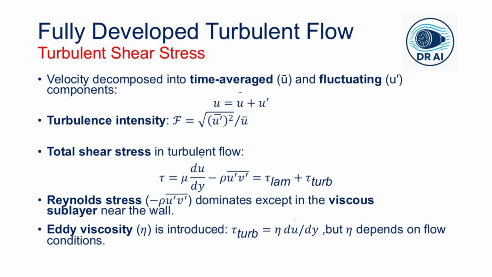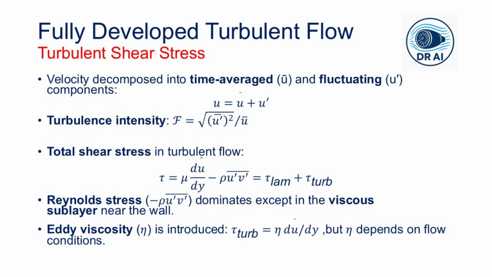So the total shear stress in turbulent flow is the sum of the laminar and turbulent parts, as given by this particular equation: tau is equal to mu du by dy minus rho times the average of u' v', which must be equal to tau of the laminar part plus tau of the turbulent part. So this is a profound statement. The shear stress is no longer just a fluid property times a velocity gradient.